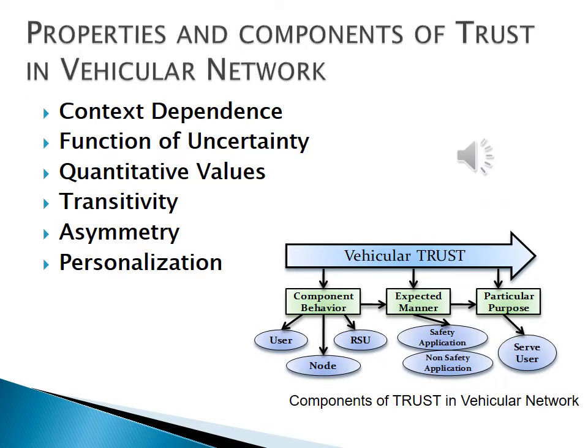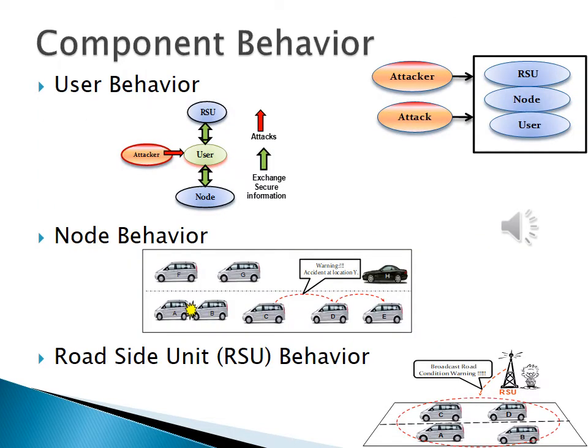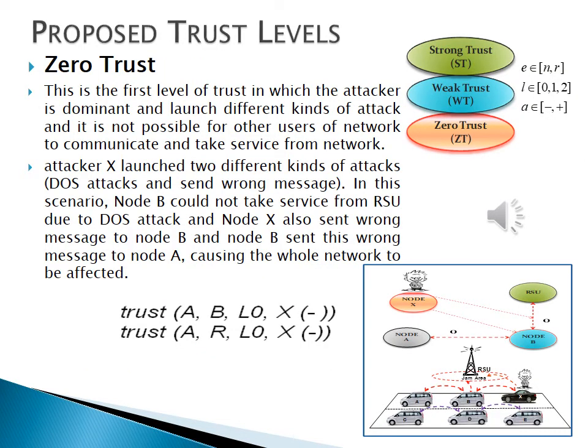Properties and components of trust in vehicular network. Properties: context dependence, function of uncertainty, quantitative values, transitivity, asymmetry, personalization. Components: component behavior, user behavior, node behavior, roadside unit, RSU, behavior. Proposed trust levels. Zero trust.